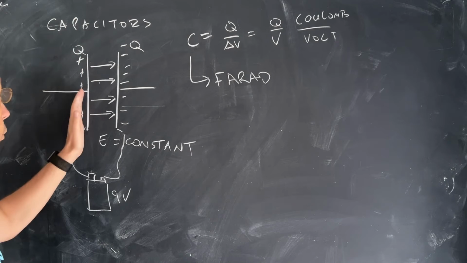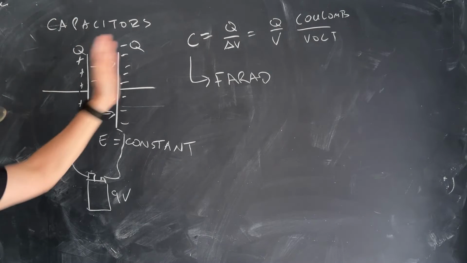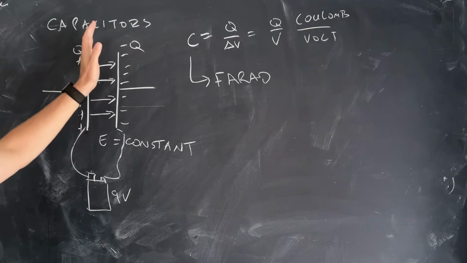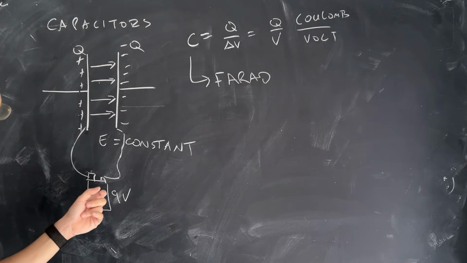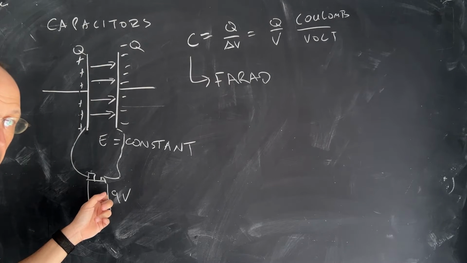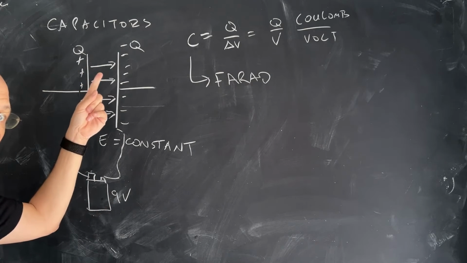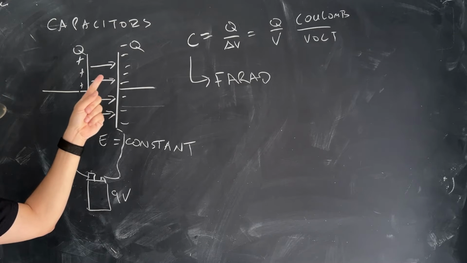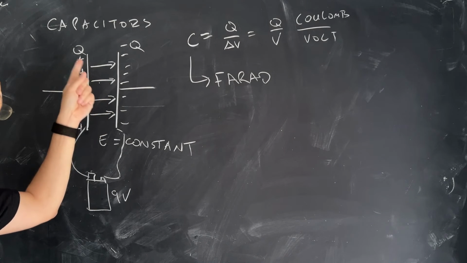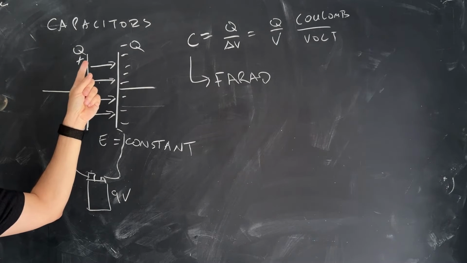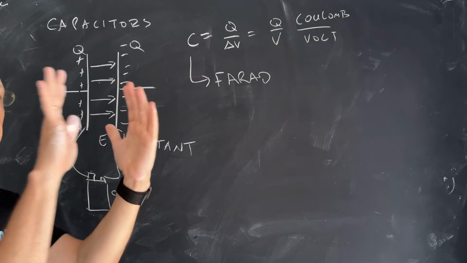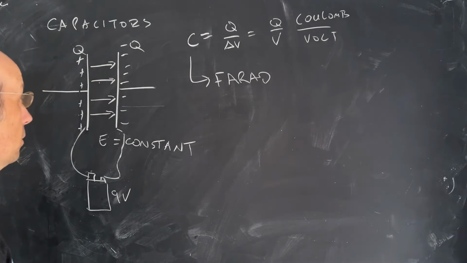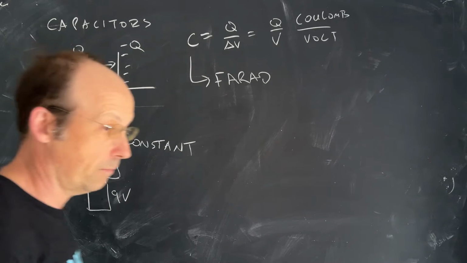If I add more charge onto one of these plates, and I get more charge on the other one too, I increase the electric field, and it increases the change in potential. So the ratio of charge to potential is still the same. The value of the capacitance doesn't depend on how much charge is on there. It's a property of the physical parameters of that capacitor. So it doesn't depend on that.